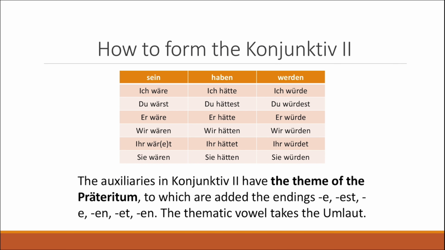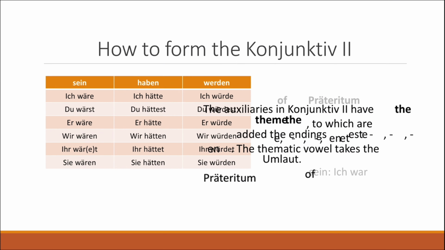And while considering this, it is also very remarkable that the auxiliaries in the Konjunktiv II have basically the stem of the Präteritum, which is the past simple, to which are added the endings e, est, e, en, et, en, and the stem vowel takes the umlaut. So this is very good. This actually means that they're not completely irregular. We simply have to think about the Präteritum, about the past simple, and then we're simply adding these endings, which we got right here. So let's see an example.